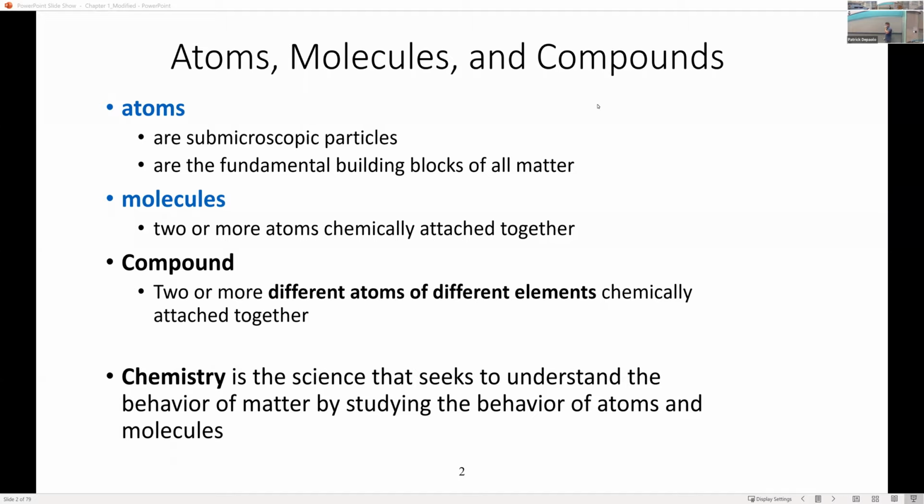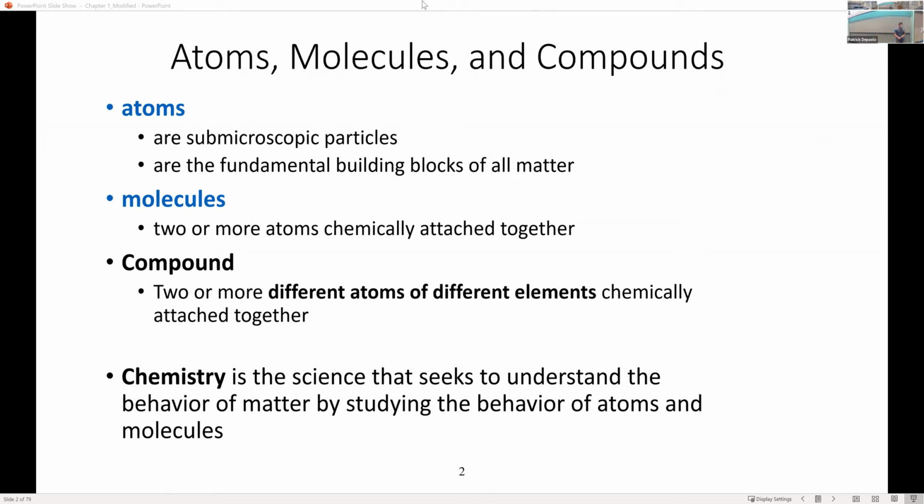Here's a key phrase that I hear thrown around a lot: that the periodic table has atoms on it. The periodic table does not have atoms on it. It has elements on it. It has 118 elements, and these elements are types of atoms. It's very important to make that distinction.